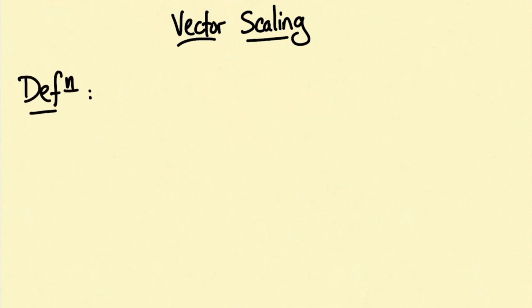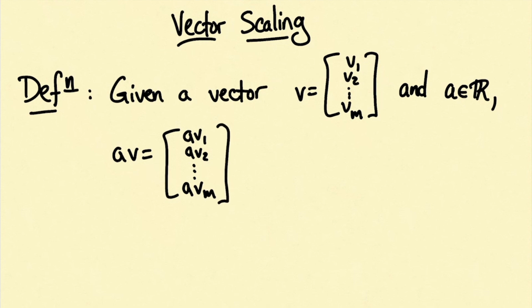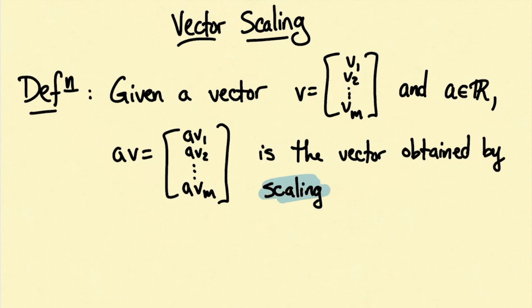Given a vector v, whose coordinates are v1, v2, down to vm, so it's an m-dimensional vector, and a real number a, av is the vector obtained by scaling v by a, whose coordinates are av1, av2, etc., down to avm. That is, when we scale a vector by a real number, which we'll often call a scalar, we obtain a new vector whose coordinates have all been multiplied by that number a.